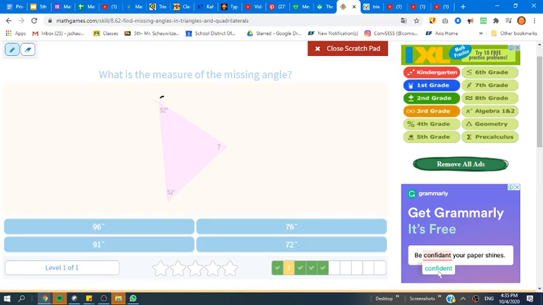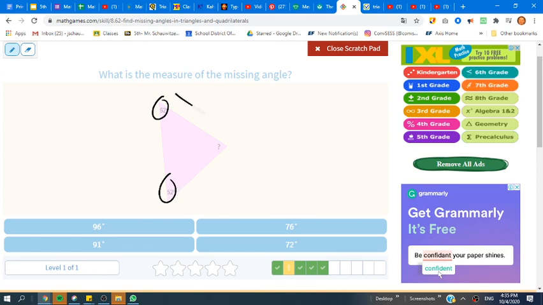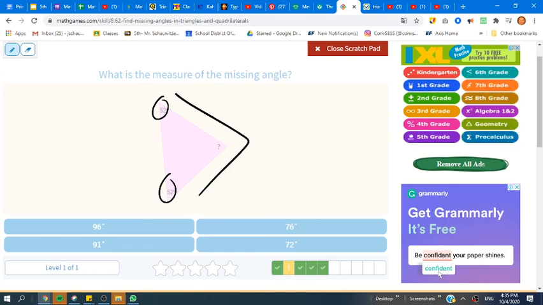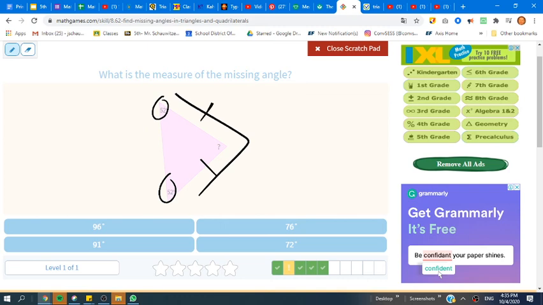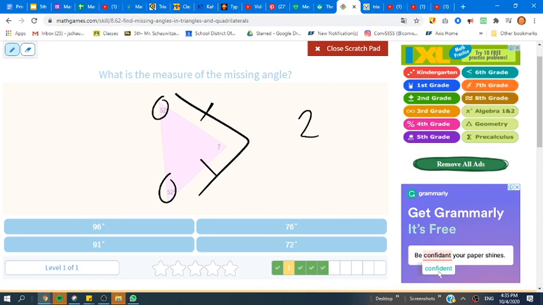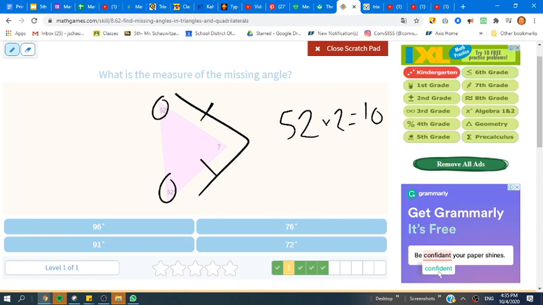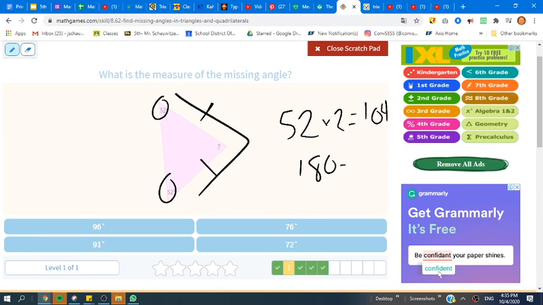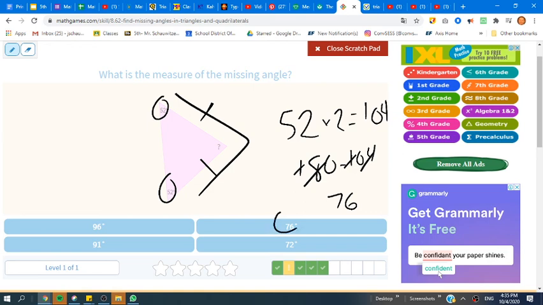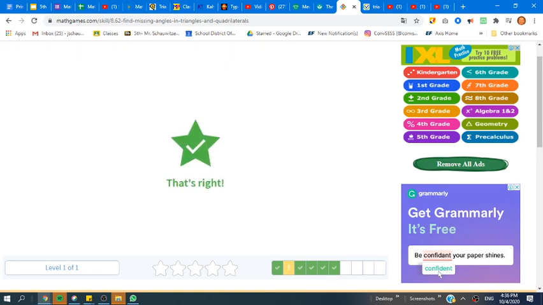I know that 52 plus 52 means that this is an isosceles triangle. This side and this side are both going to be the same. So 52 times 2 equals 104. And 180 minus 104, well, 80 minus 4 is 76, and 100 minus 100 is 0. So 76 must be my answer. We got it. All right.